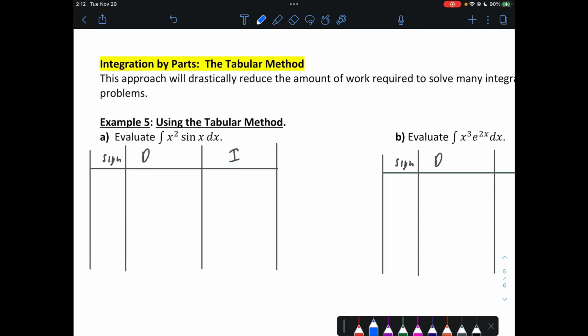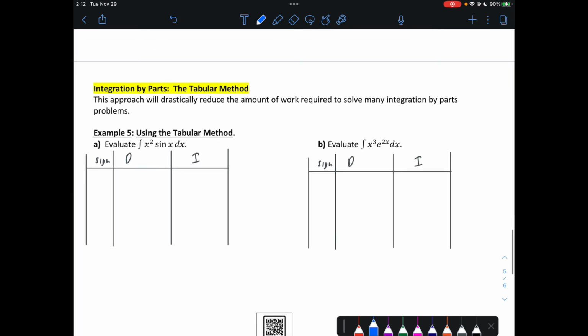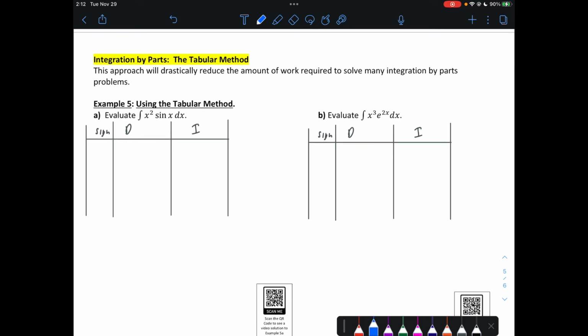Okay, number 5, we're going to look at another method here called the tabular method. This is a great method that saves a lot of time, but it's only something I would use if we're going to pick a u that can derive down to 0 at some point. Can it be used otherwise? Yes, but then there's a bunch of other rules that come into play. So I would only use this method if the u I'm going to pick can at some point be derived down to 0. What do I mean by that?